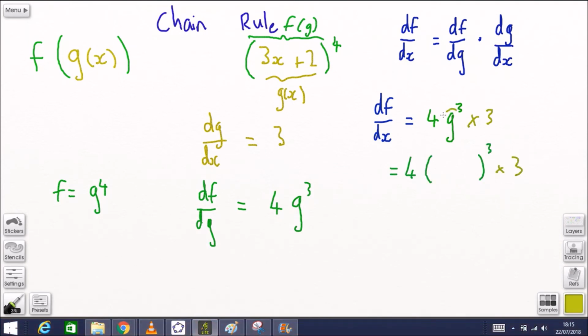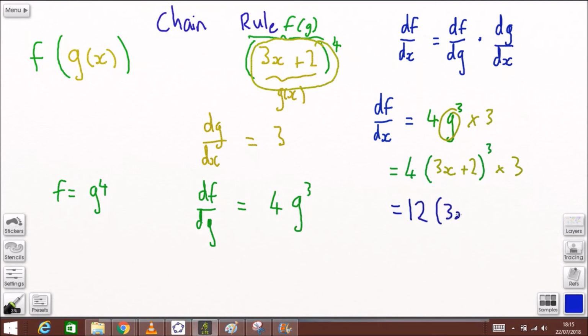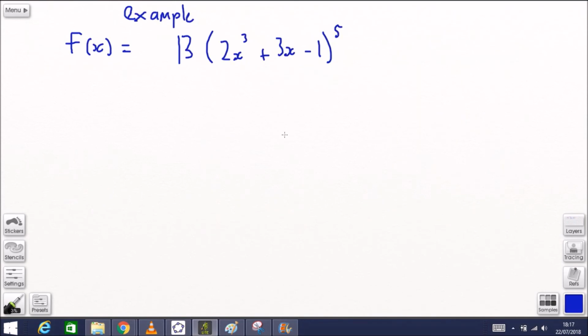And now that we've done the work, we could just change g and substitute in what g was, which is 3x plus 2, and simplify a little bit. The 4 times the 3 becomes 12. So without expanding, we've worked out the derivative of this composite function. Here's another example.